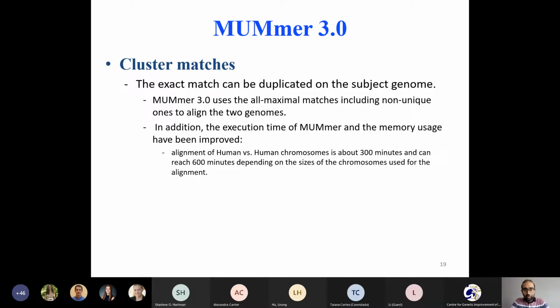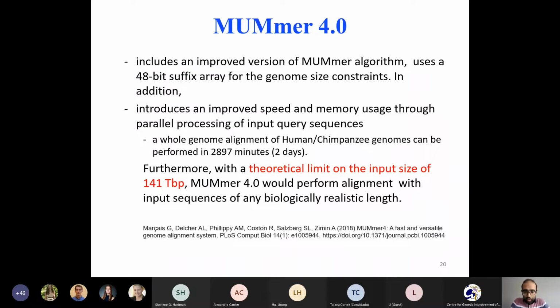And in this version 3, they started to make alignments of a human chromosome versus a human chromosome, which was done in about 300 minutes. Recently, in 2018, they added version 4, and here it was more about computational analysis, memory, and storage. So now with version 4.0, they have a theoretical limit on the input size of genomes of 141 terabases. So technically and theoretically, MUMmer 4.0 can perform alignment with input sequences of any biologically realistic length.